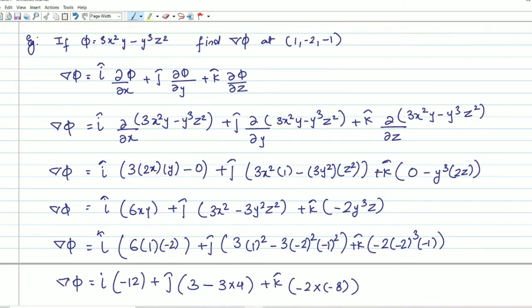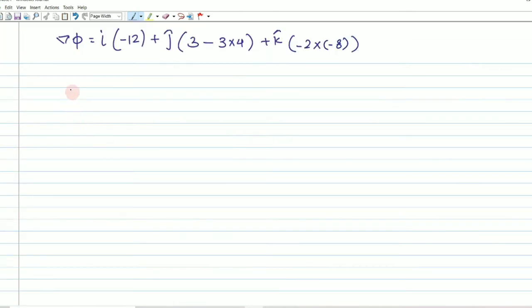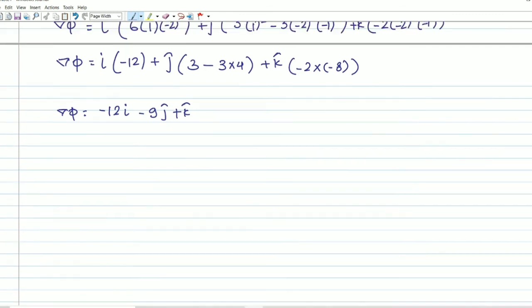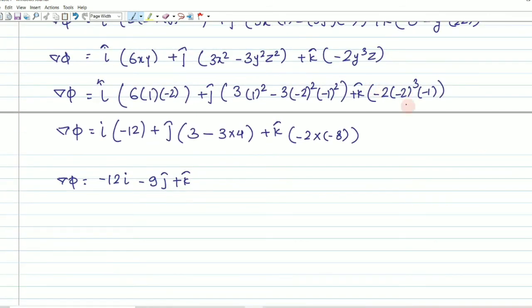We have to further simplify what we are getting. And del phi will be minus 12 i cap. Understood? Minus 12 i cap. Here 3 minus 12 will be minus 9 j cap, plus k, minus 2 into minus 8. Let me check once again whether we have made some error or not. Minus 2 whole cube will be minus 8.